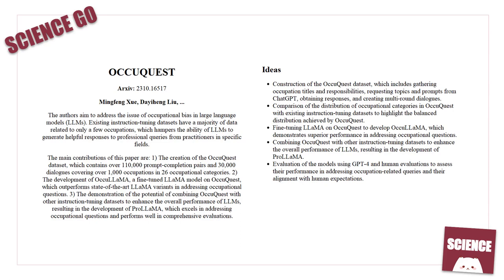The paper OccuQuest is about a special kind of computer program called a large language model that can answer questions and have conversations with people. The problem is that these LLMs often have a bias towards certain jobs and don't know much about other occupations.